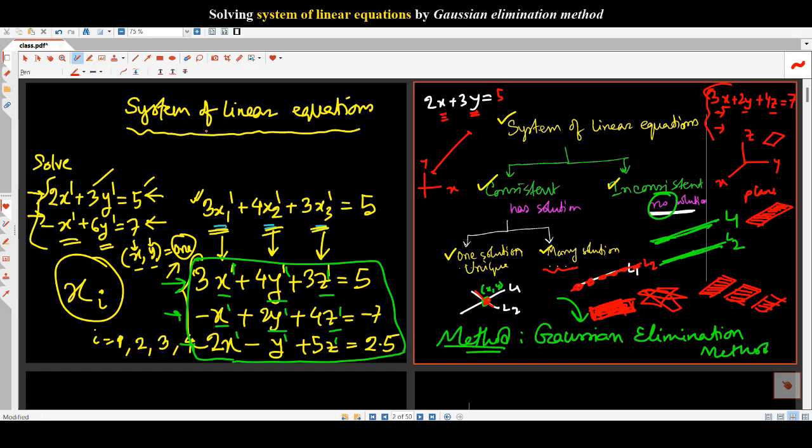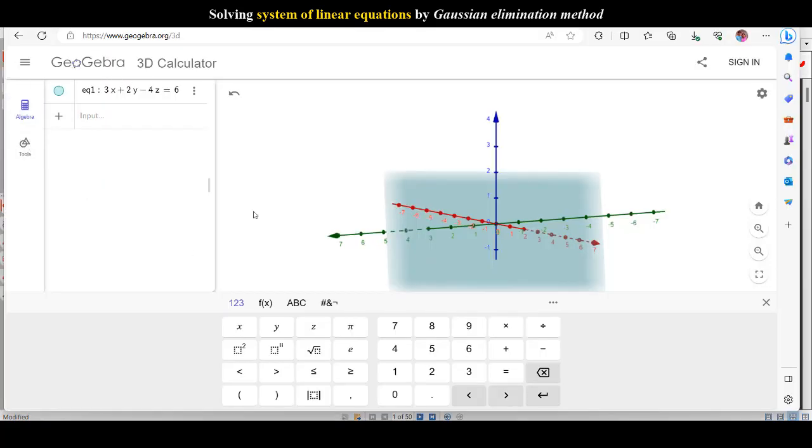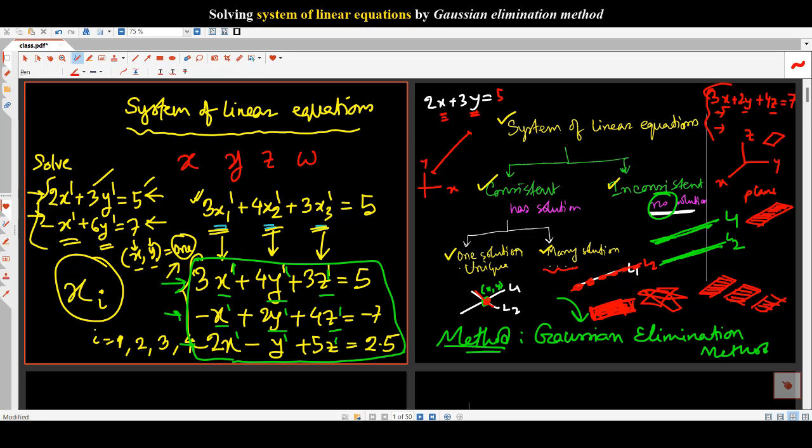If we increase the number of variables, suppose we have one equation with x, y, z and w. In that case, you have to think about 4 dimensions. So that is out of the scope here. We can't draw the graph even with the tool that we are using here, GeoGebra. Okay, but mathematically we can analyze, because we know that all variables can be considered as a single matrix X. Okay, so the solution can be found.